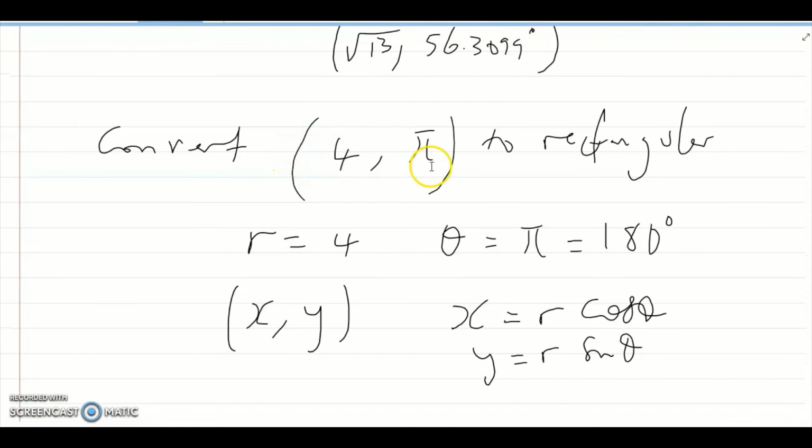So now you're given polar and you are asked to convert to rectangular. Rectangular is (x, y). You know that this will be your r, which is 4, and this is your theta, which is pi. So you just replace in these formulas to find your x and y, and you're done.